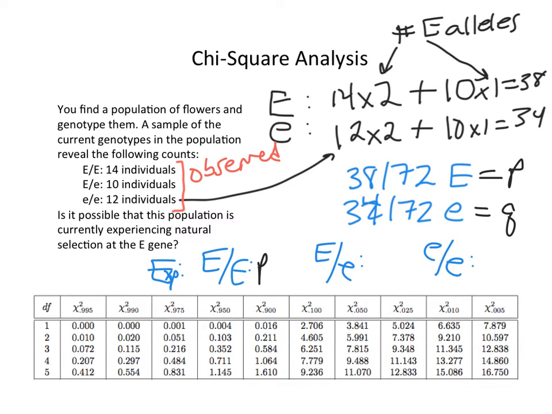So the frequency of the homozygous biggies is p squared, 38 72nds times itself. And then we've got 2 times 38 72nds times 34 72nds, 2pq. And ee is little q squared.